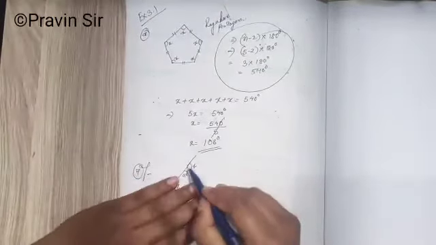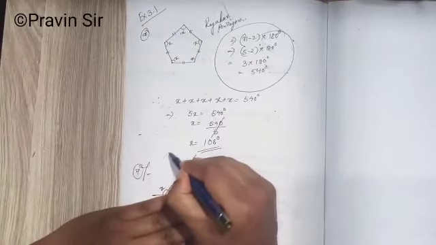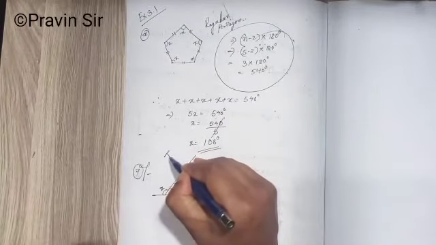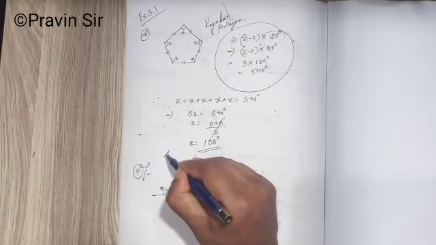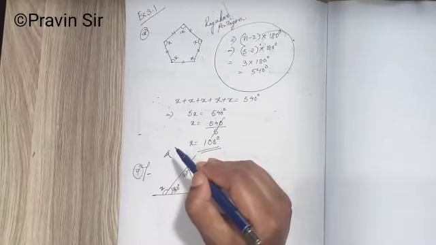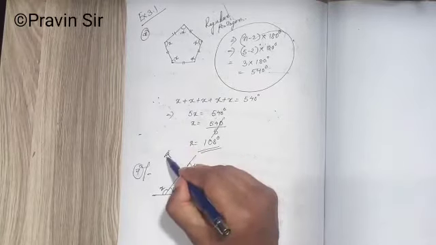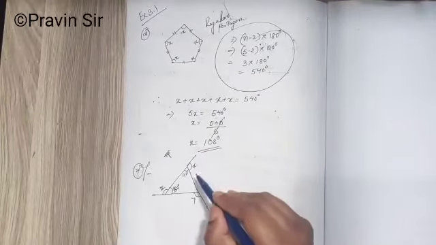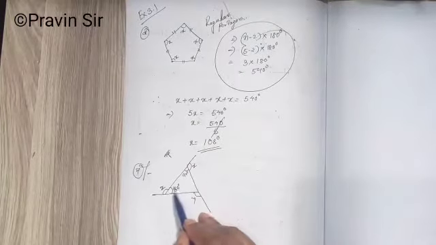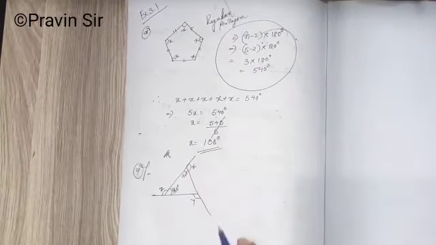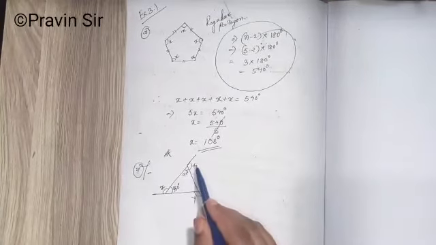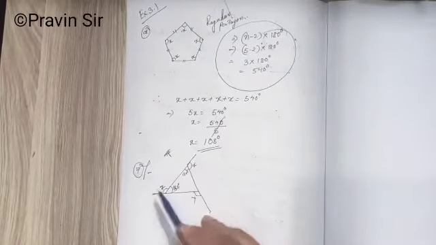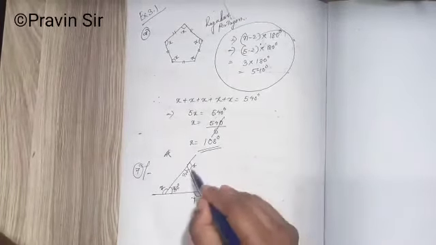You see, this is a linear pair of angles. If a ray stands on a line, then the angles formed are called a linear pair. That means the sum of these two angles is 180 degrees. So 90 plus x is equal to 180 degrees, and here also z plus 30 is 180 degrees. So first of all, we will find out the values of x and z.